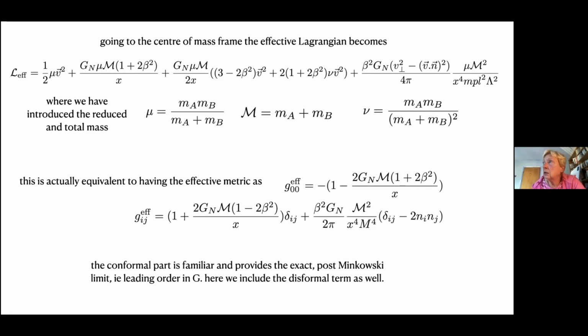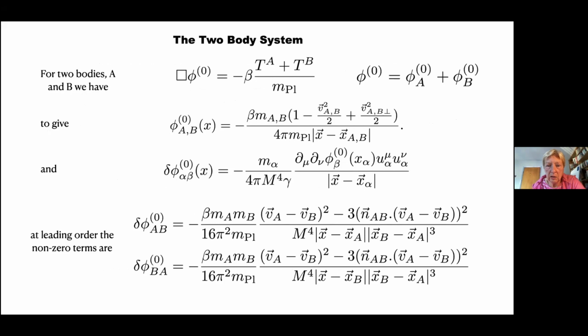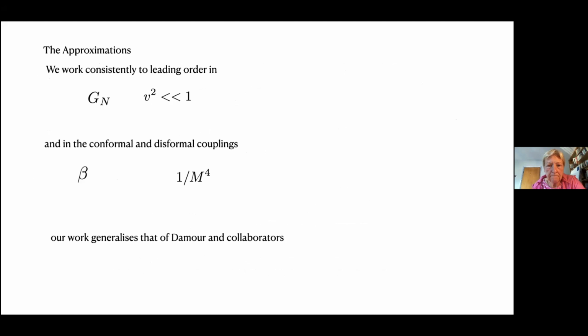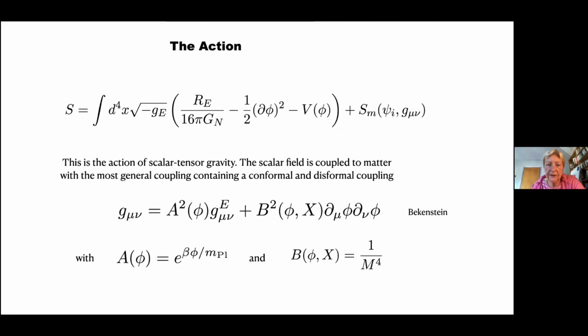And you can see that if we go all the way back to near the beginning, you're essentially switching off the A and the B. So to switch B off, you would have to send M to infinity, and beta goes to zero, so this just becomes one. And you recover then the metric that the standard model particles move in as the Einstein metric.